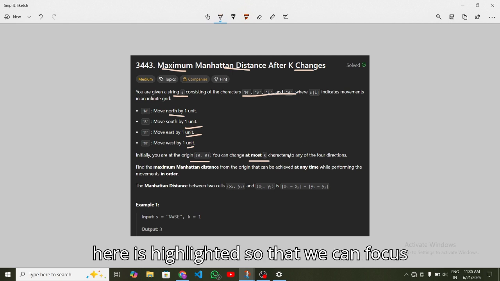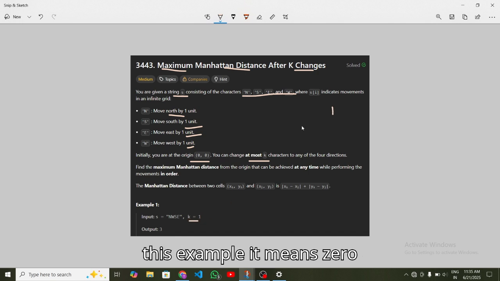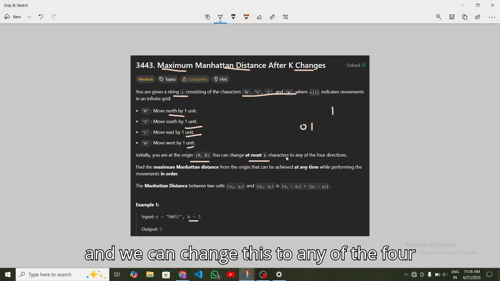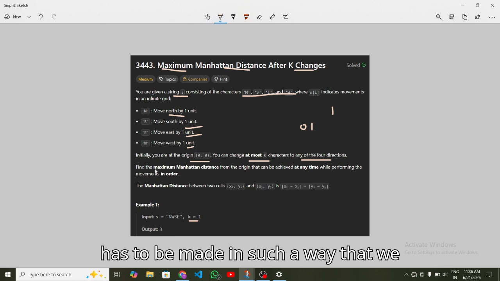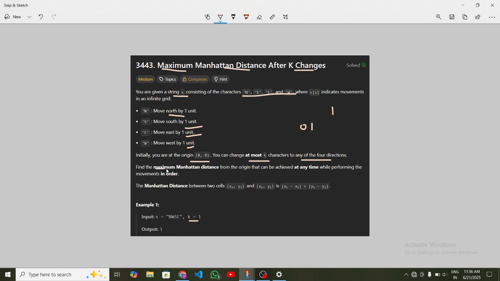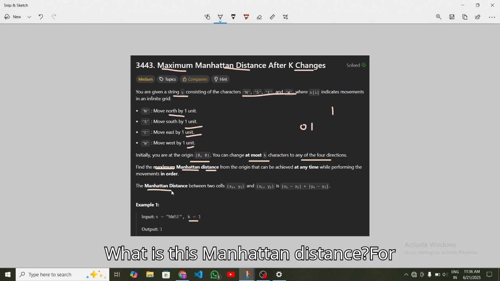At most here is highlighted so that we can focus on it. If k is given as 1, as in this example, it means 0 times or 1 time. And we can change a character to any of the 4 directions. It is our choice. The choice has to be made in such a way that we get the maximum Manhattan distance. What is this Manhattan distance?